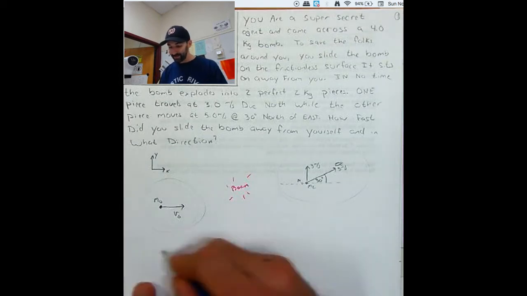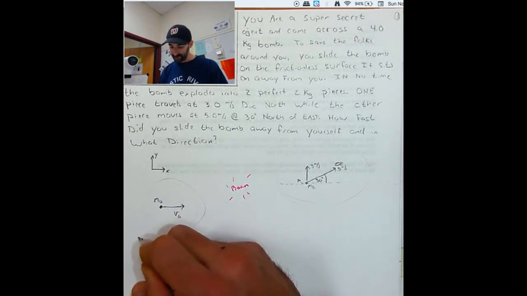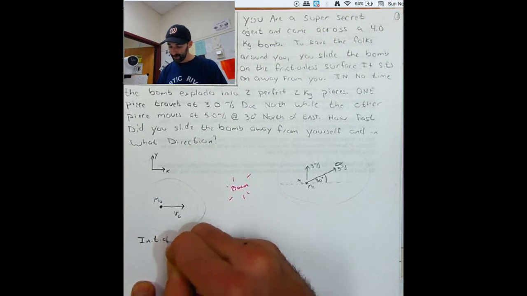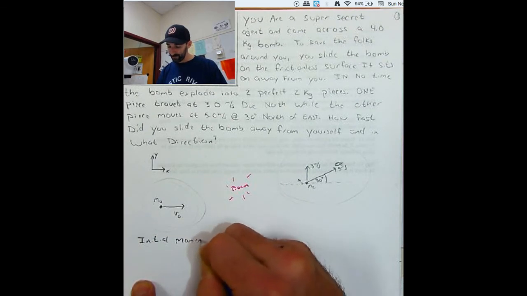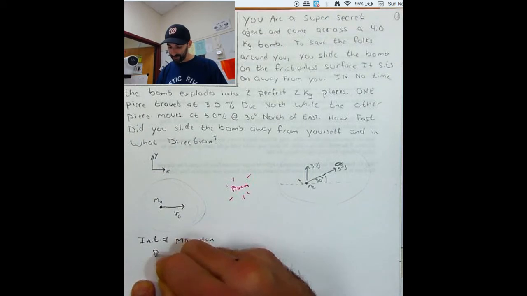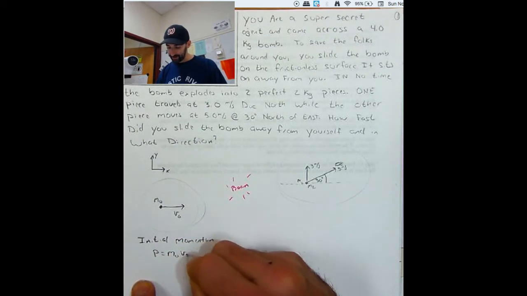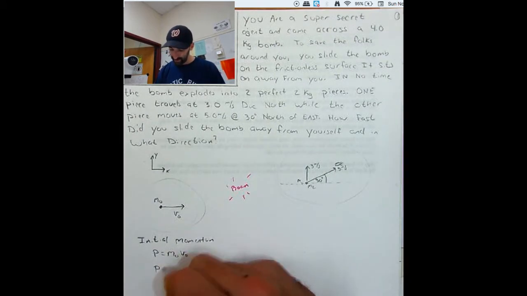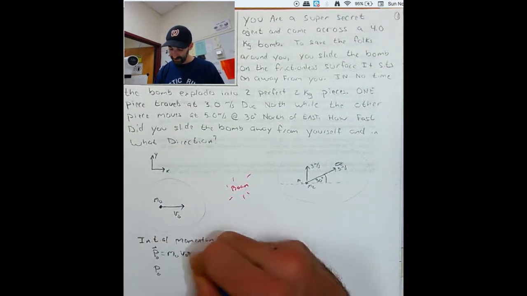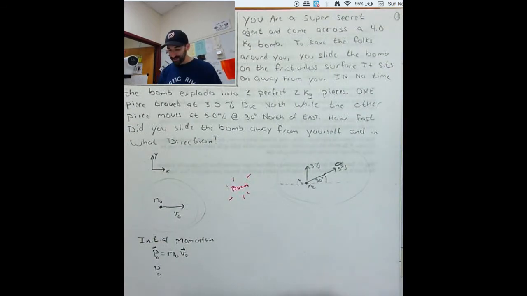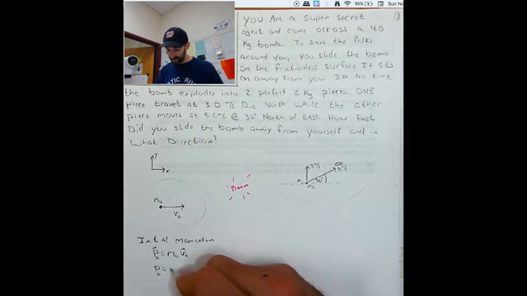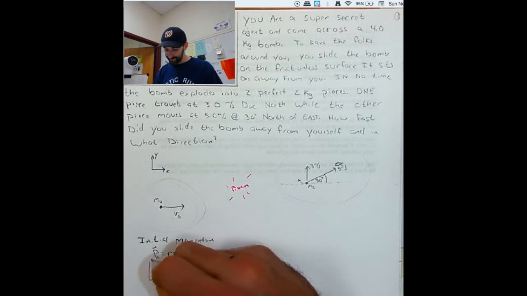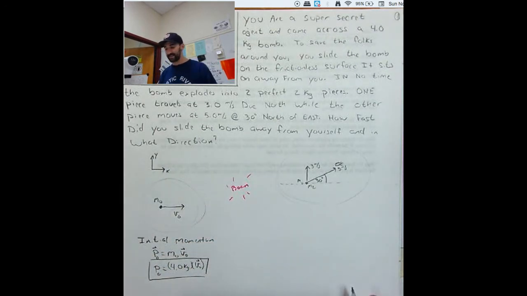So the initial momentum is easy. My initial momentum is just momentum equals mass times velocity. And in reality, I'm kind of stuck here. I can put in my momentum, I should have an initial there, I should have some vectors. There we go. My initial momentum is essentially my 4.0 kilograms times V naught. And at this point, I can't do anything with that. I'm going to have to come back to that later.